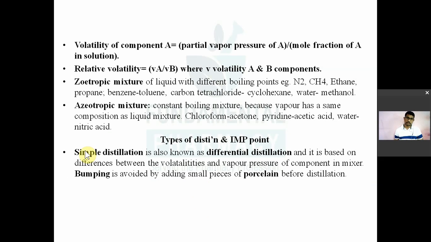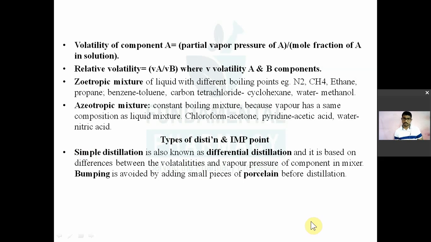So again, types of distillation and the important points from each distillation. We are not going to discuss here the construction, working, advantages, disadvantages and all that, so that you can read from the book. Well, that is not an important concept, but you should read it once. एक बार तो कम से कम आपने पढ़ना चाहिए.